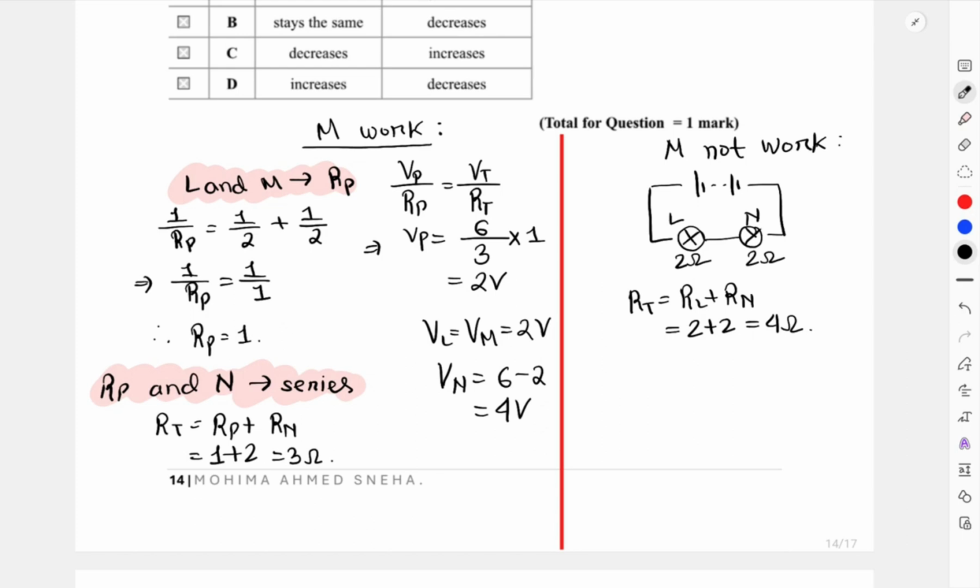If they have this equal resistance, that means previously I assumed the total voltage was 6 volt, right? Now they're going to receive an equal amount of voltage because they have the same resistance. So now I can say voltage of L and voltage of N are both 3 volt each. If you compare it with the previous case, previously voltage of component L was 2, now voltage of component L is 3.